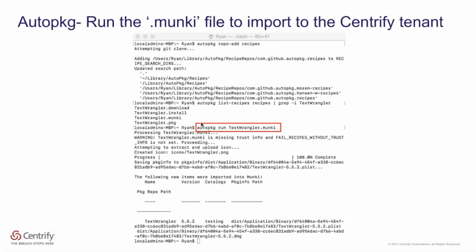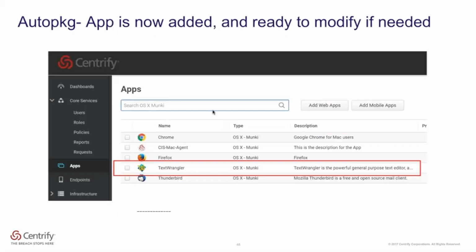And in order to import that into my catalog, I'm going to run autopkg run with the munki file name, which is textwrangler.munki. And once complete, you'll see that the TextWrangler app is also in my app catalog. I didn't get to control the description or any other components about it because it did come from the GitHub community. However, just like the munkiimport, I can go in and edit anything needed here as well.